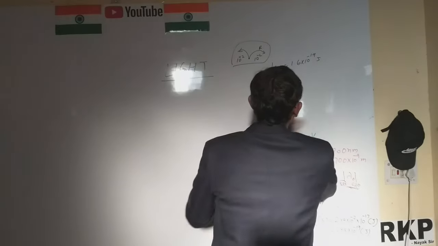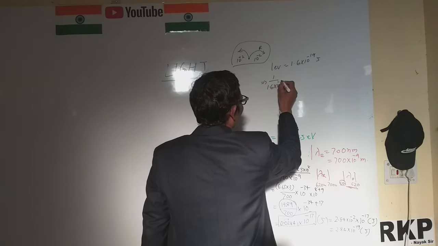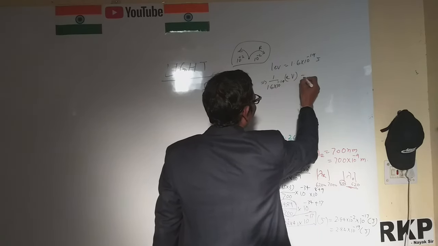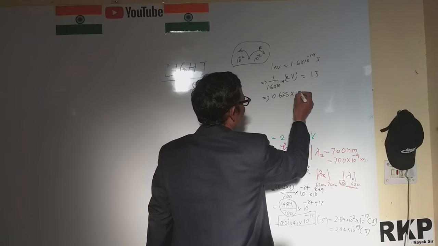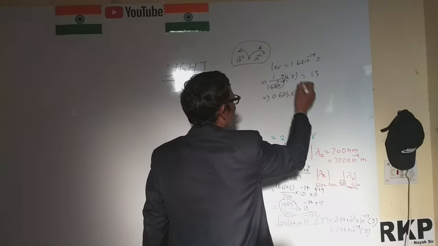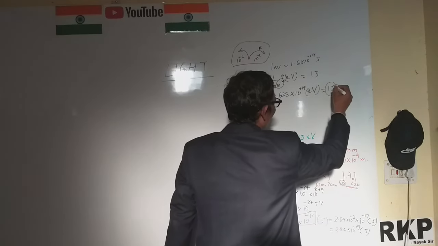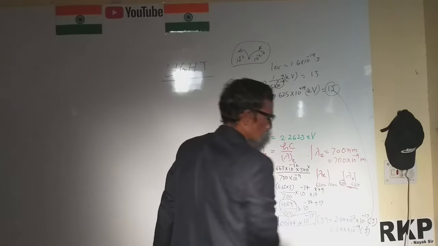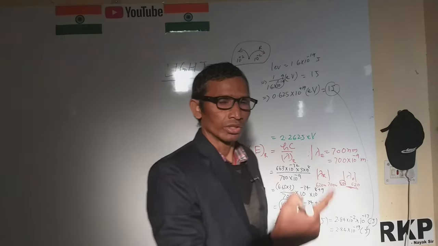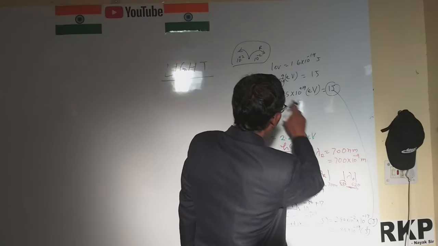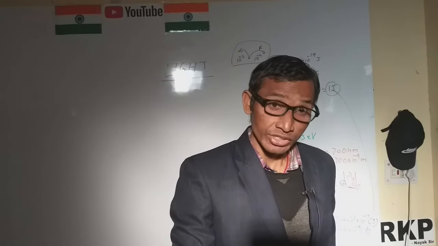Look at this one: 1.6 into 10 to the power minus 19 joule is 1 electron volt, so 1 joule is 0.625 into 10 to the power plus 19 electron volt. We put the value here, and after simplification of these digits, we get the photon energy of the red color during the morning season.